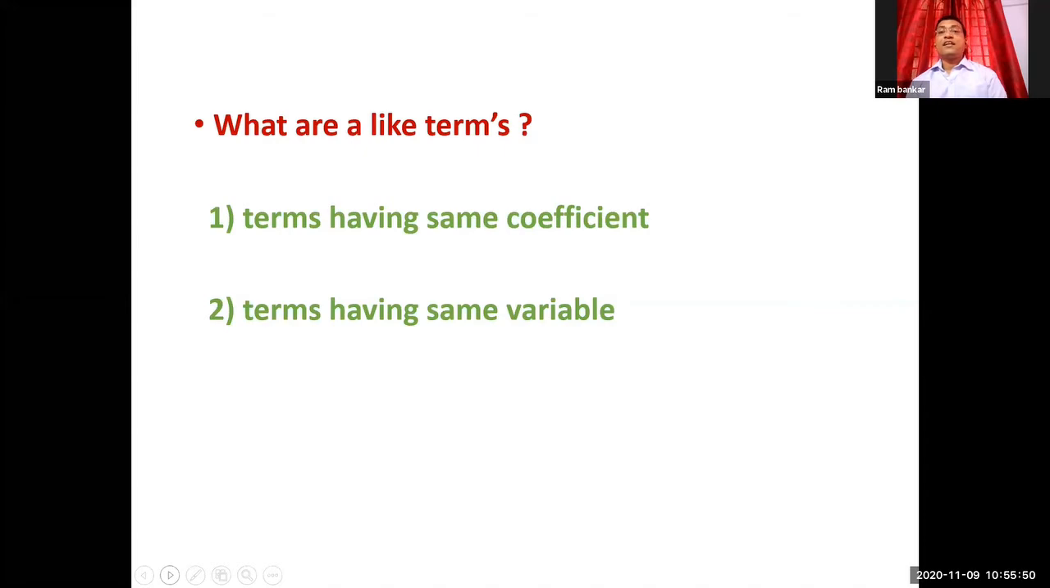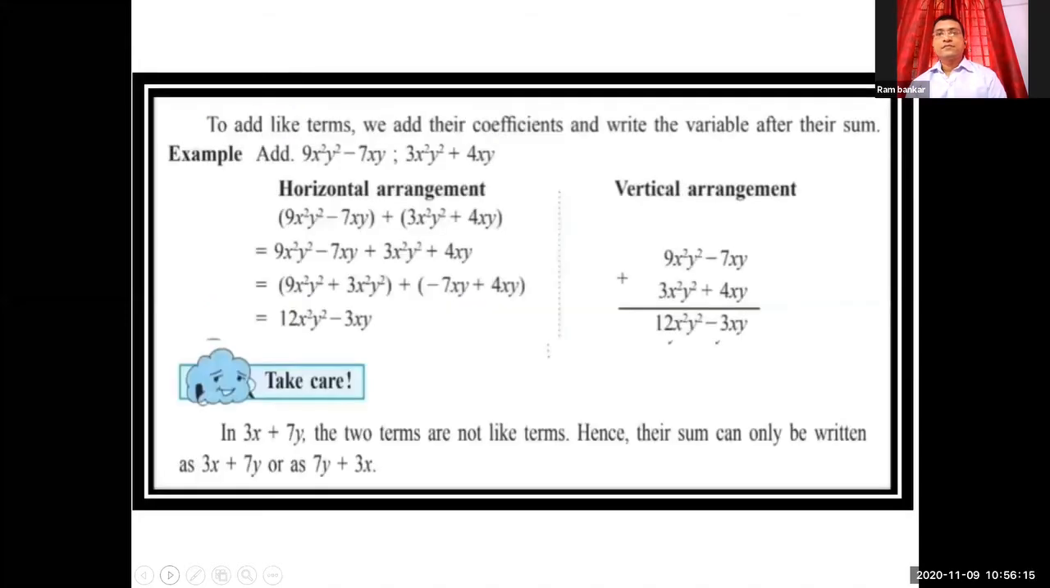In this, like terms means terms having the same variables. It means the alphabet is the same. These terms are called like terms. Example is 3y plus 5y. Okay, the example also we will understand. Look at the next slide. Okay, the next example is given.